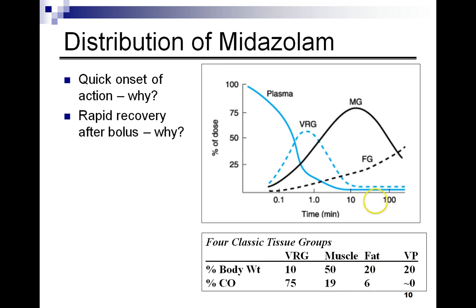There is a fourth group, not pictured here, which is called the vessel-poor group. This comprises a fair bit of body weight, but almost no cardiac output goes to these parts of our body. This is like the bones and the teeth and cartilage. And so what we're seeing here is a redistribution of drug from one tissue group to the next. And this graph right here is really describing a lipid-soluble drug, so it can move quickly into the vessel-rich group and then into other groups.